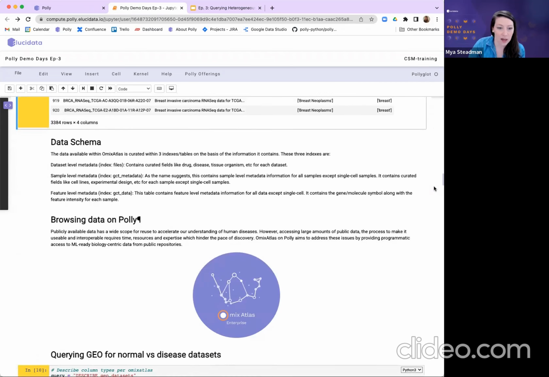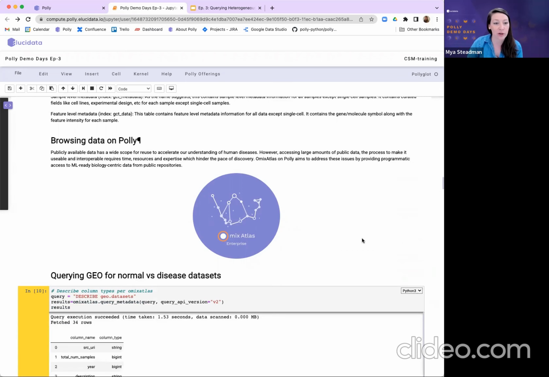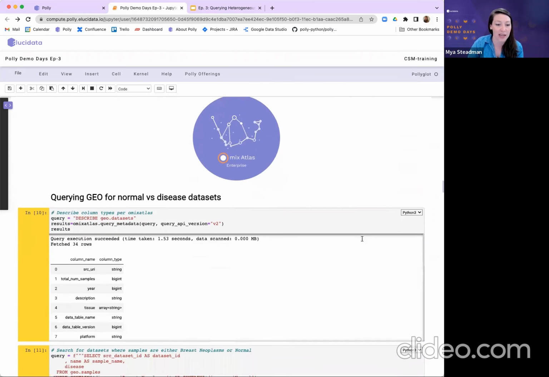I'm not going to review this again because I've said it like 3 times already, but I am going to mention that you should pay attention to the data schema at this point, because we're going to go a little bit deeper. So we've been doing that data set level search, and now we're going to jump down, and I'm going to focus on GEO, and we're going to go to the next level and do a sample level search.